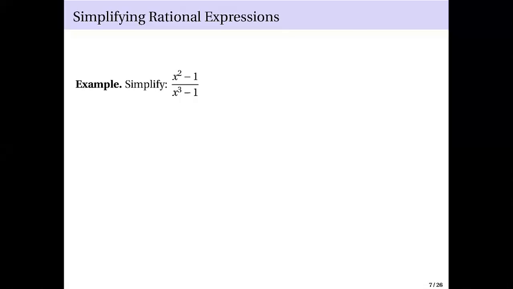Now, let us consider this next example. So simplify x squared minus 1 all over x cubed minus 1. So for this next example, we have to simplify x cubed plus x all over x to the 4 minus 1.